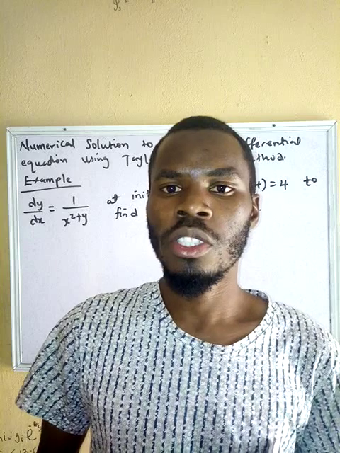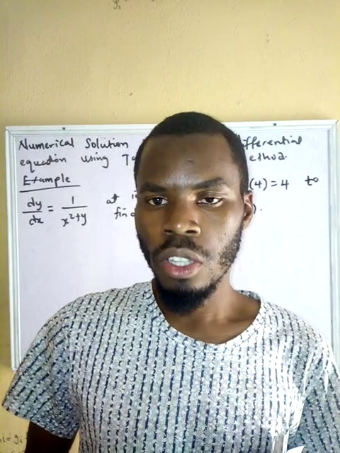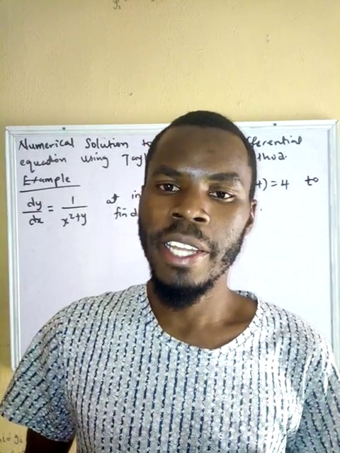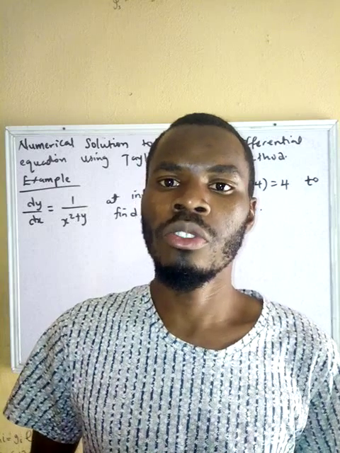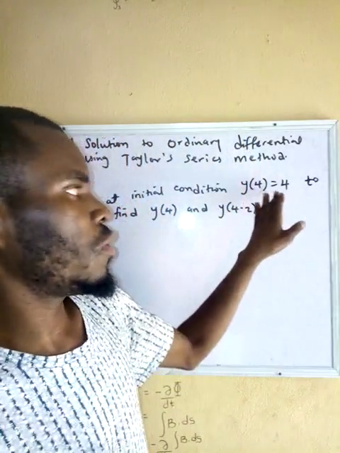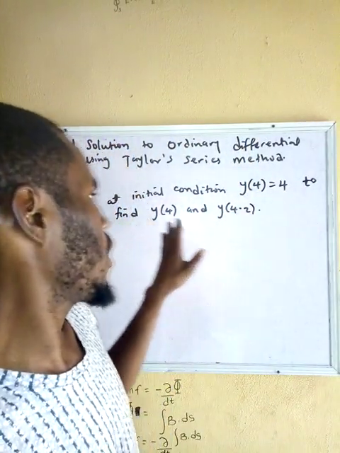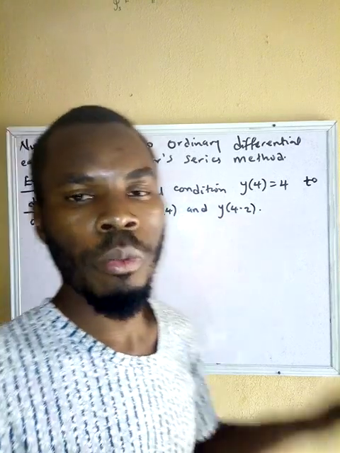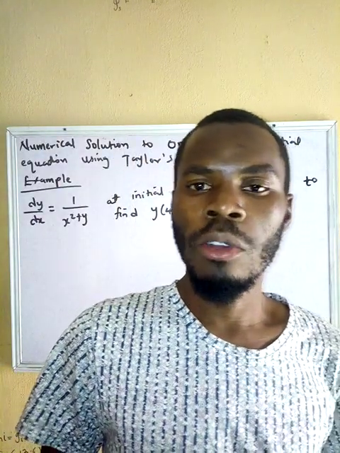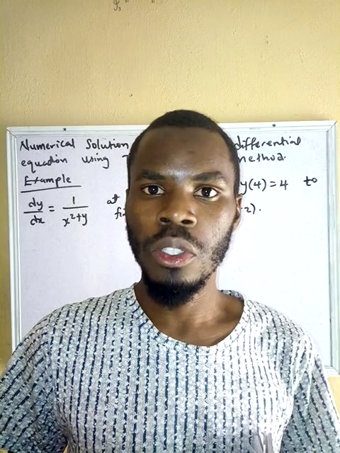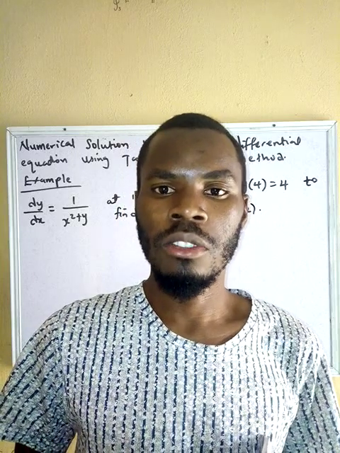First, we need to know the general expression of the Taylor series. So by then we will obtain a general solution using the condition given to us so that we'll be able to find y of 4 and y of 4.2. So I want you to sit back tight and follow step-by-step method in order to solve this problem.